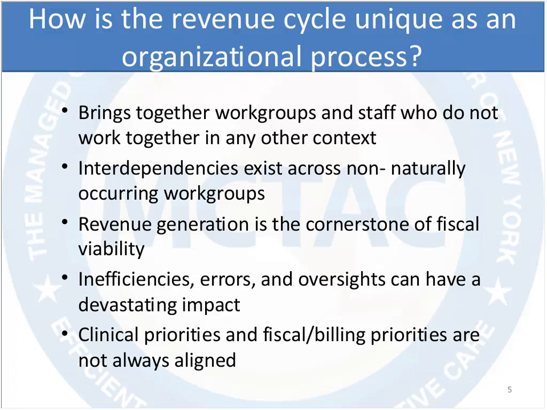So clearly, if the denial rates are very high, that's a big issue for agencies, especially with cash flow or in general even collecting revenue. And so clearly the clinical priorities and fiscal billing priorities are not always aligned, and it's important to make sure that those two are very much aligned and moving in the same direction.